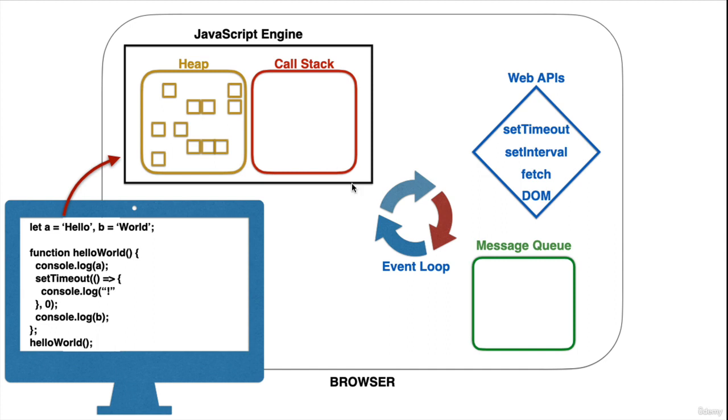And as mentioned, the call stack is one thread. So it is synchronous. It can only do one thing at a time. But its interaction with the event loop and the web API allows the asynchronous coding that we can achieve in JavaScript. All right, let's move on to the next topic.